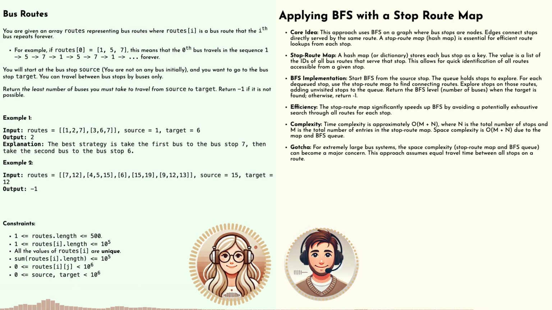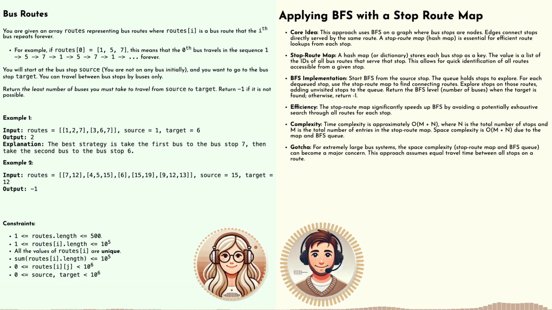We look up all the routes that pass through it on our map, and those routes become like our first layer of exploration. Oh, so it's like we're saying, okay, from here, let's see where I can go with just one bus ride. Exactly. Got it. And for each of those routes, we check all the stops it covers. If our destination is on one of those routes, great, we found the shortest path.